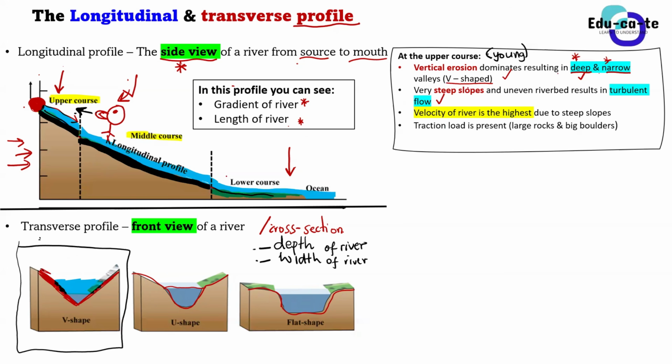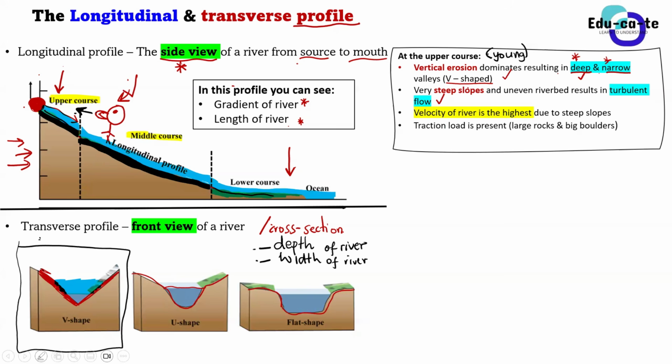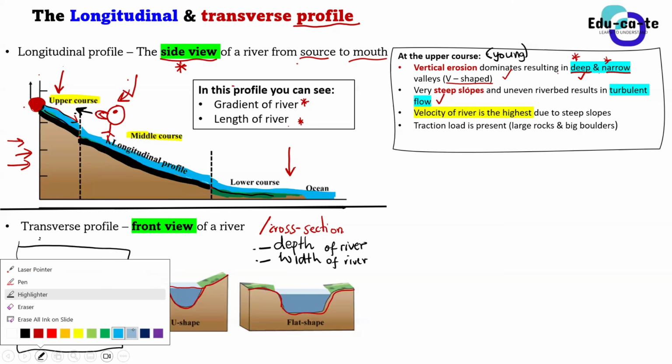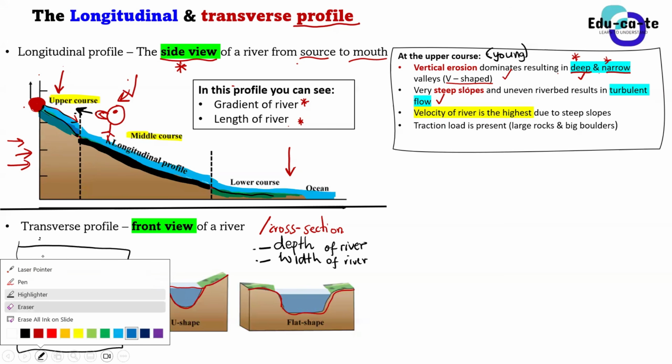And you can just see from the gradient, guys, remember that the side profile or the side view, the longitudinal profile, is able to show us the gradient. In this case, it is very visible that here at the upper course, the gradient is steeper, because you can see that here the gradient is steeper. You guys can see that it's a steep area at the upper course. All right, so we have got very steep slopes, and the riverbed is uneven.